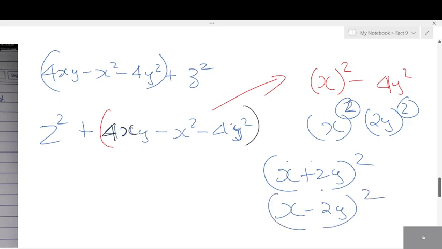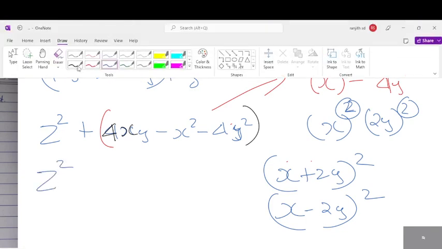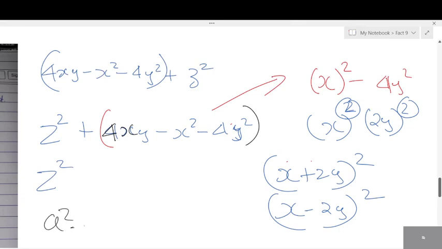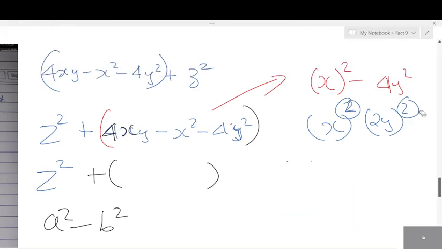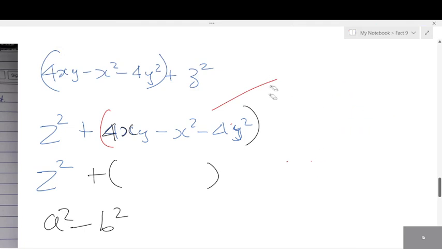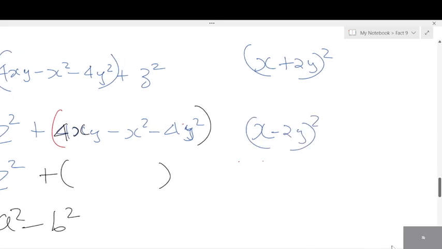Out of these two, any one concept, students, any one formula. So remember like this, any one formula. Now z square is given. Z as a square here. If z is a square, we use the a square minus b square concept. If you want a square minus b square, you can use x plus 2y. So we know it is definitely going to be x plus 2y the whole square or x minus 2y the whole square. Just write this, open the bracket.